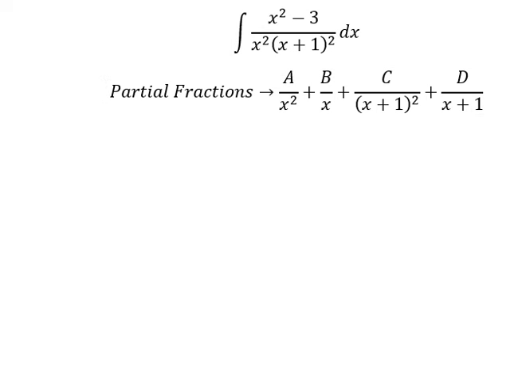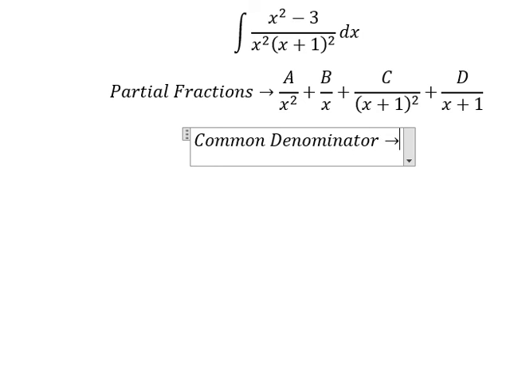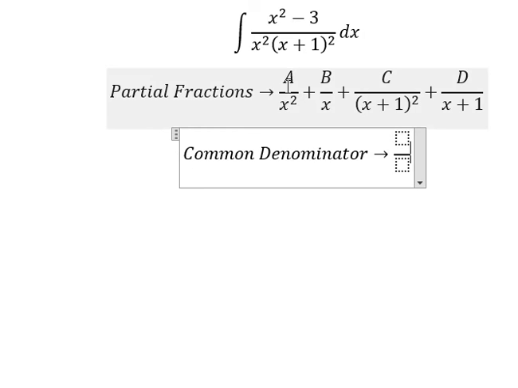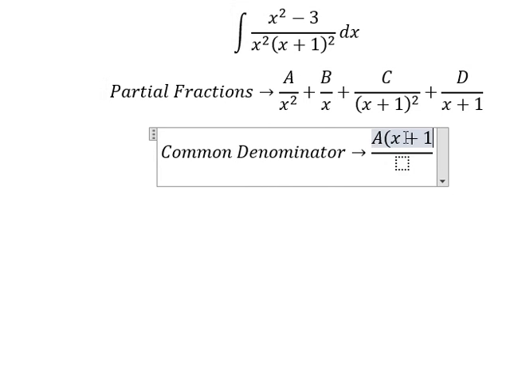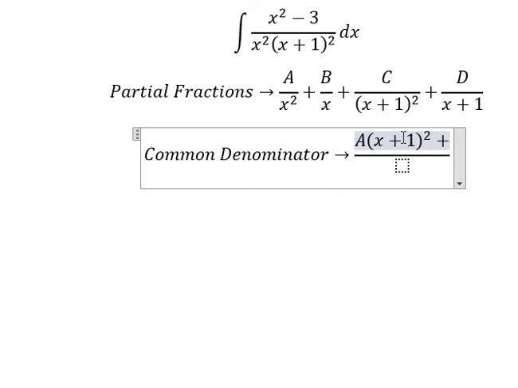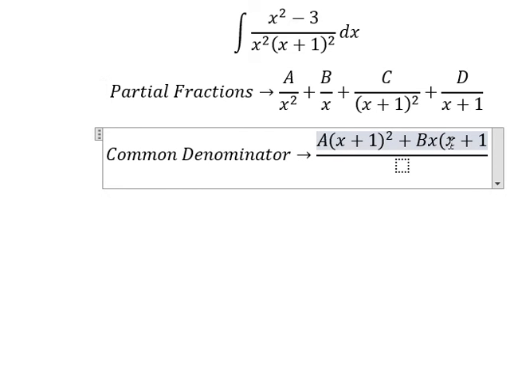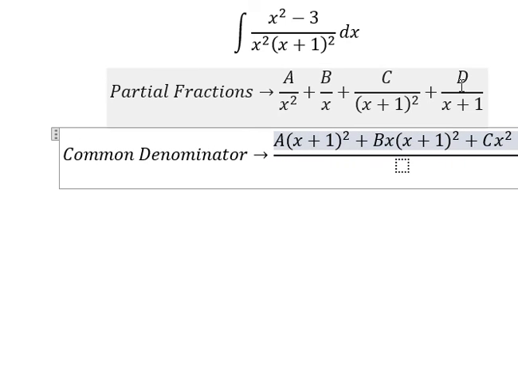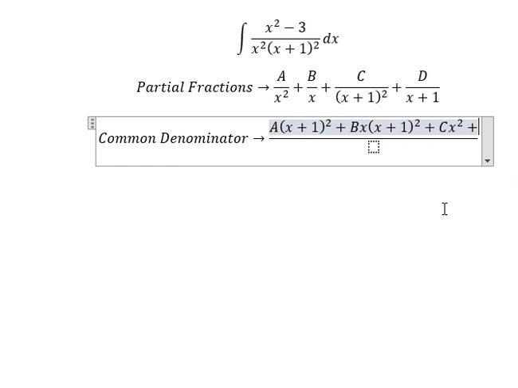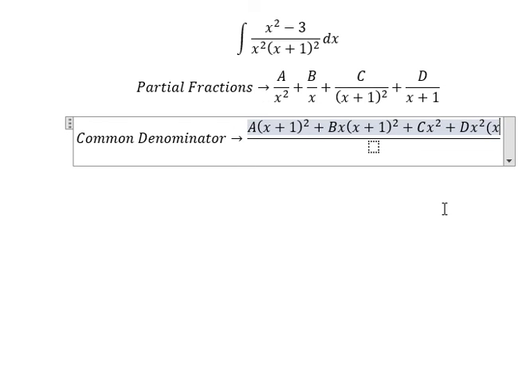Now we do common denominator. About this one, it is missing (s plus 1) to the power of 2, so capital A multiplied by (s plus 1) to the power of 2. About this one, it is missing s and (s plus 1) to the power of 2. About this one, it is missing s squared. About this one, it is missing s squared and s plus 1.